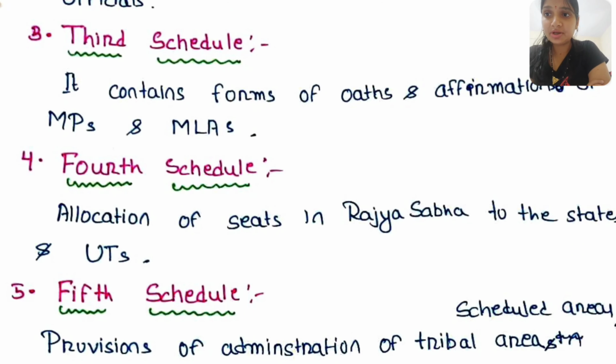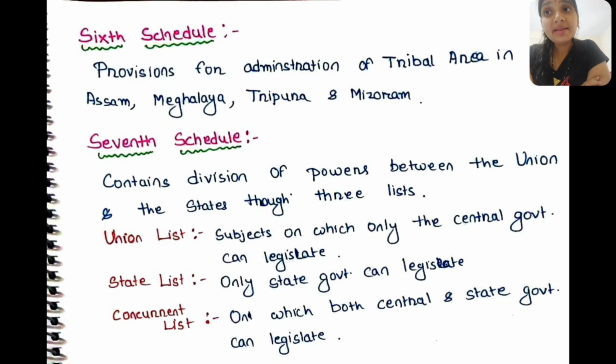Then comes the fifth schedule. It contains the provisions of the administration of tribal areas and scheduled areas. And the sixth schedule contains the provisions for administration of the tribal areas in Assam, Meghalaya, Tripura, and Mizoram.